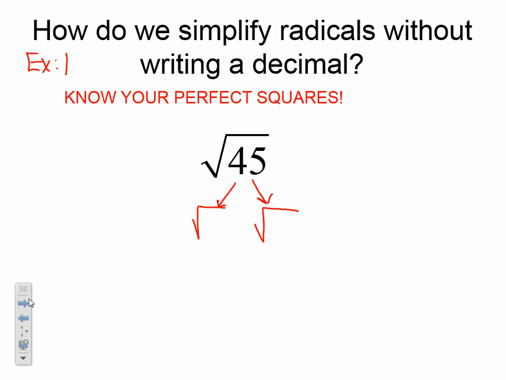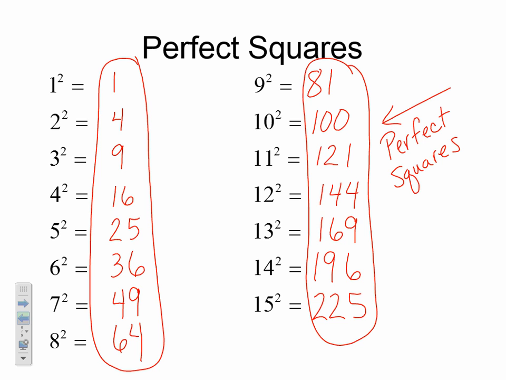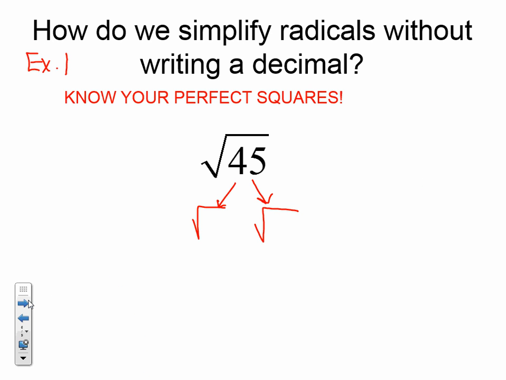One of those numbers needs to be from our perfect square list. So if we look back at that list, any of these red numbers, which one of them, or what's the biggest one that would divide out of 45? The answer is 9. 9 times 5 makes 45.